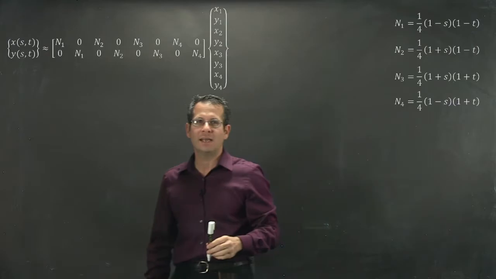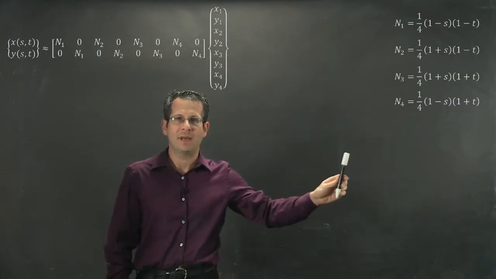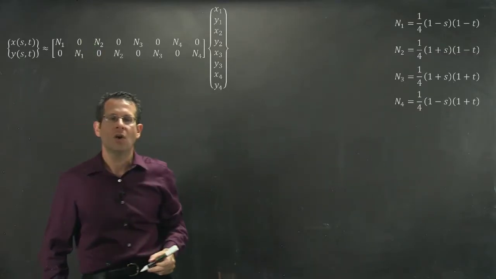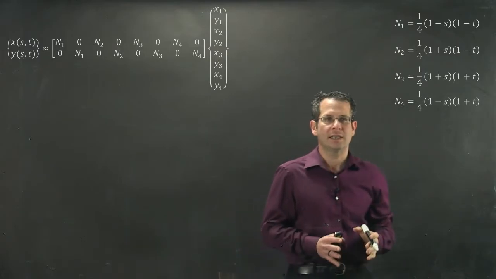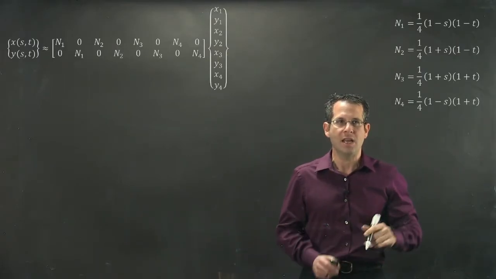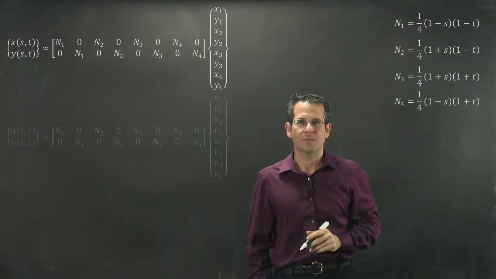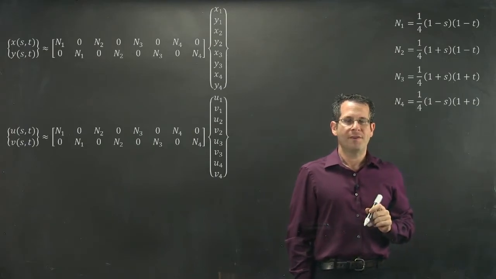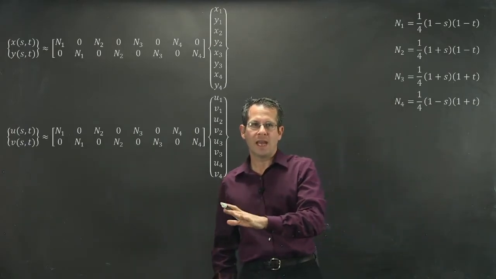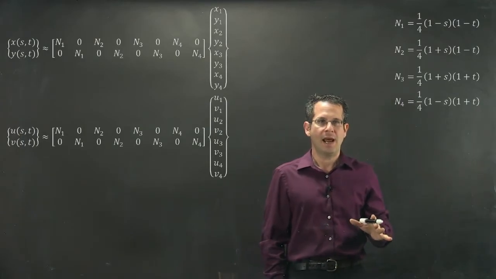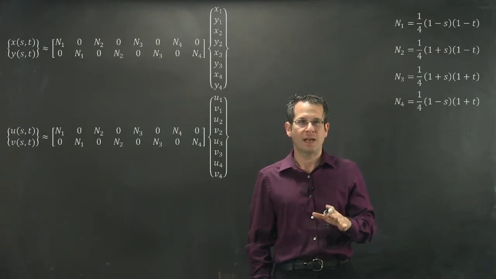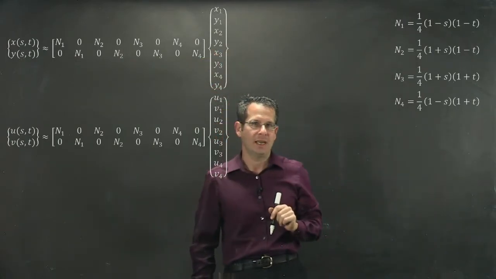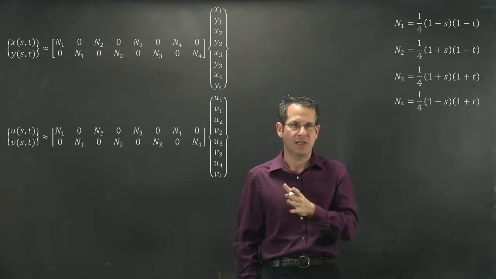Just as we can relate a location in ST space to a location in XY space using these shape functions, we can also relate our displacement functions u and v through these same shape functions. So if I know a location in ST space and I want to know the displacement at that location, I can map it the same way I mapped a location in ST space to my location in XY space.